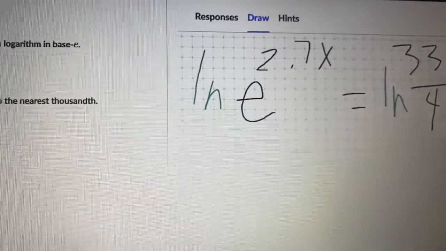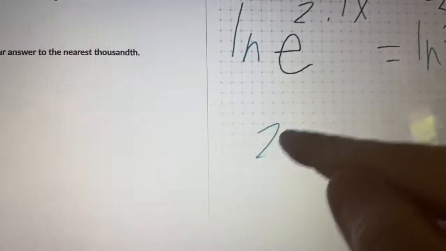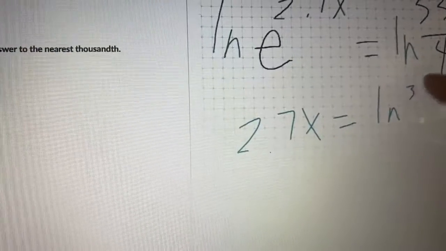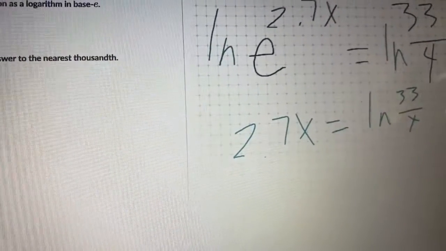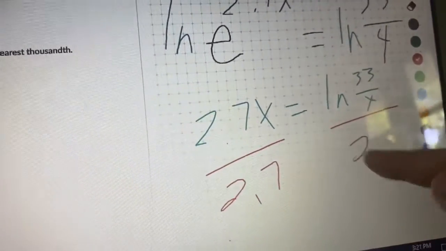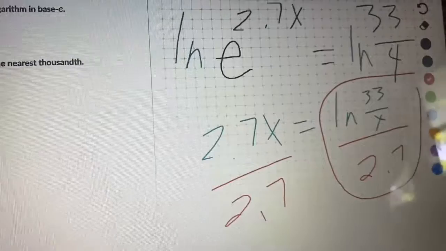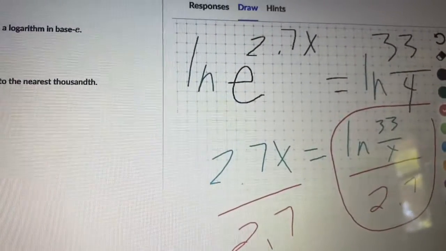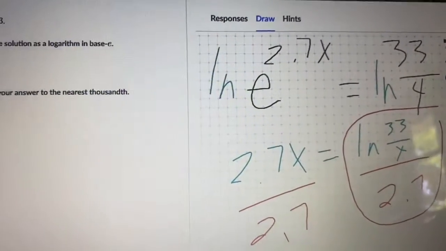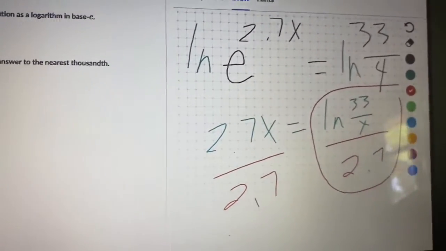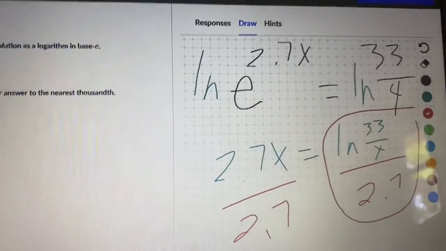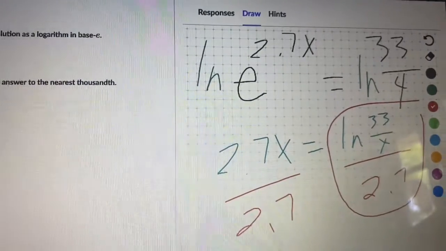Taking natural log on both sides gives me 2.7x equals the natural log of 33 over 4, and final step, I'm going to divide that by 2.7. So I believe it will take it just like that. But again, all these are going to work the exact same way. I know it sometimes gets a little tedious entering them in if you don't put your fractions correctly. But I worked through those. Last logarithm exercise that we're going to do this year, finish up.